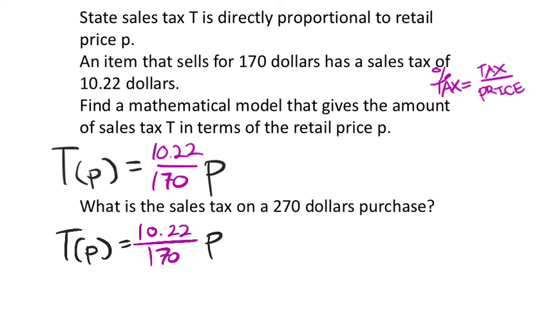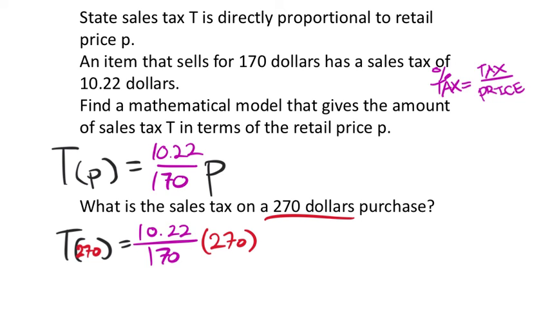Okay, so I have exactly the same formula right here. But now I have a price of something. We want to know the sales tax on a $270 purchase. So the P now is $270. And there's P right here also, $270. So I can get my calculator out. I'll use the fraction button.